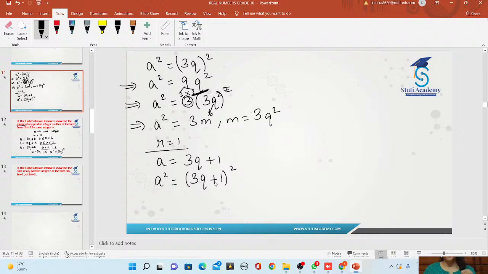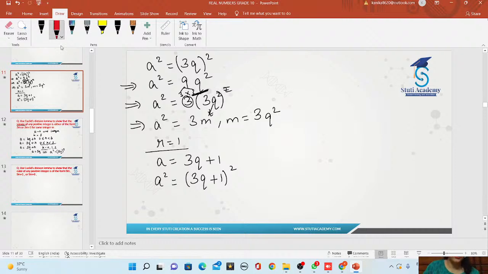Now this is of the form a plus b whole square. Children, please notice that's a very, very common mistake. Children, do not write it as 3q square plus 1 square. Don't do that. Do not forget to write the 2ab term. In grade 8, you might have studied this. You've studied this in grade 9 also.